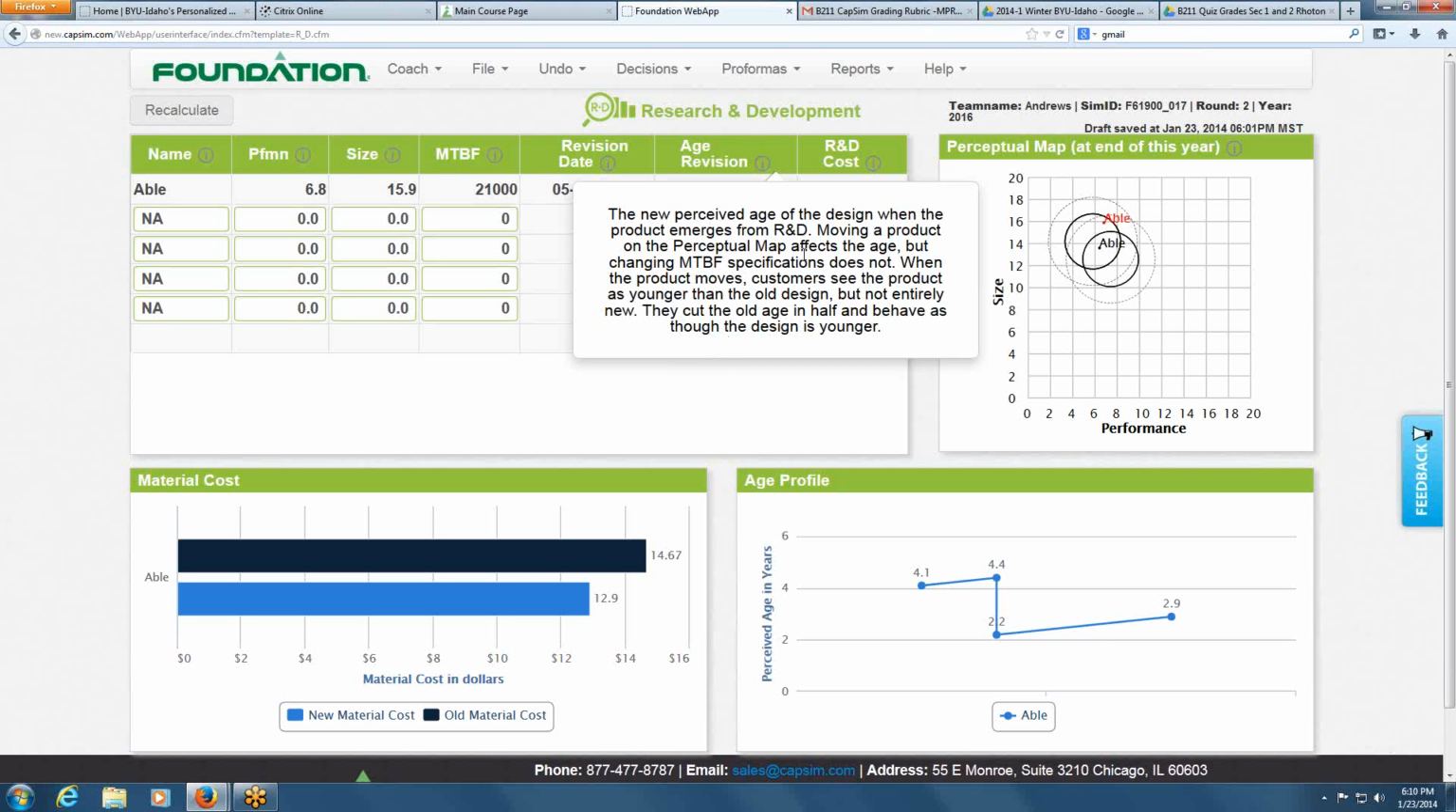So it would be wise to change the performance and the size slightly each round, at least slightly. Is that right? Yes, at least slightly. Well, no, not every round. Yeah, that's right. When it's needed.